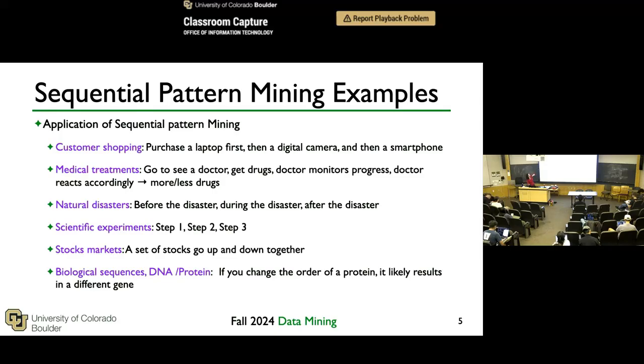Purchase a laptop and then purchase a digital camera and then purchase a smartphone. It may or may not be the most frequent, but that is something you can look at. Many other scenarios, like scientific experiments, that's another one, right?